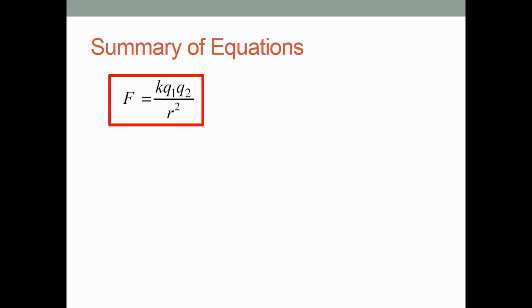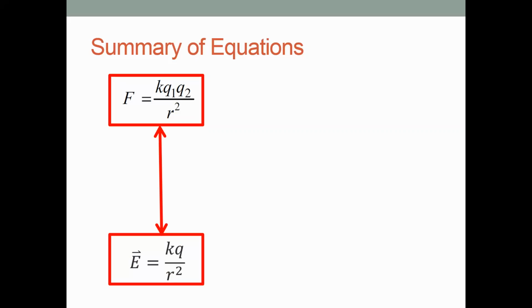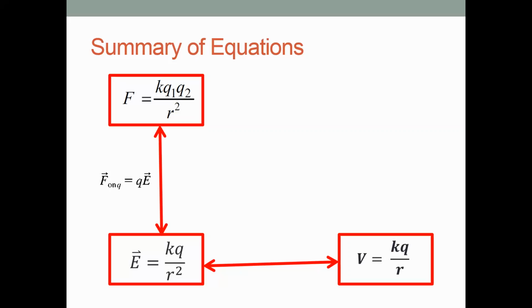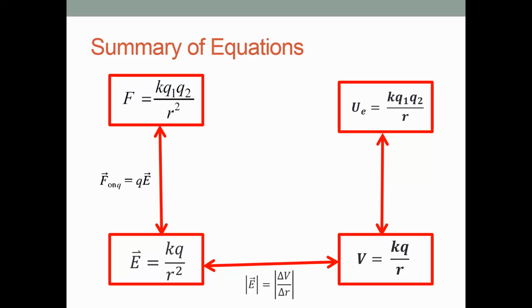So I just want to run through the equations we've done. There's a lot of overlap in these equations. They're very similar to each other. We started with the force equation from Coulomb's law, and then we came up with the electric field equation, the electric field being the force per unit charge. Once we have the electric field equation, we can get to the potential equation because the electric field is equal to the potential divided by the distance. And we also have the electric potential energy, and the electric potential energy is equal to the charge times the electric potential.